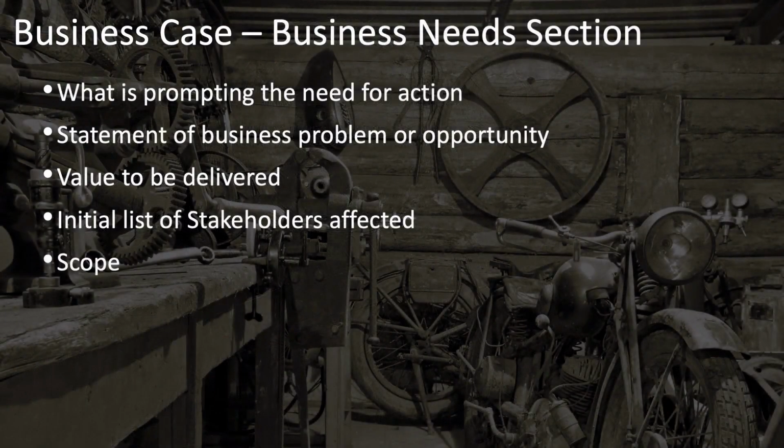The business needs section of the business case has these main elements to it. What is prompting the need for some action? It should also include a statement of the business problem or opportunity that is being addressed or that is proposed to be addressed by this project. It should also describe the value to be delivered. It should list some of the initial stakeholders that are affected, and it should have some description of scope, enough that it aligns well with the other parts of the business case.